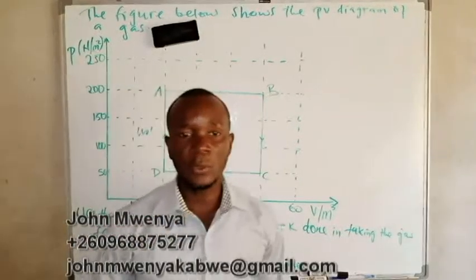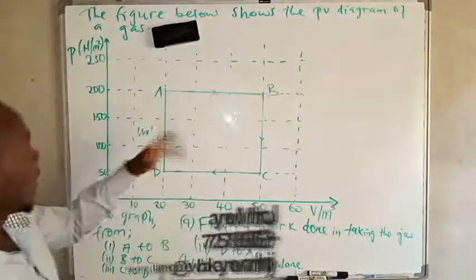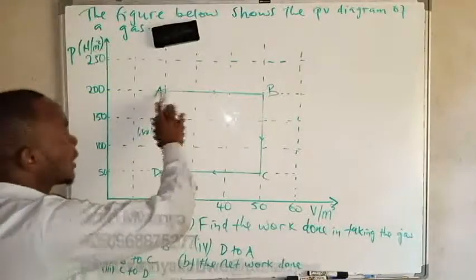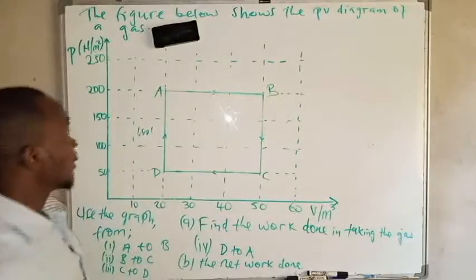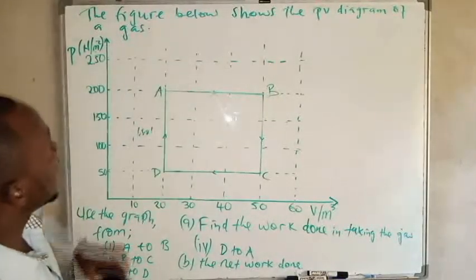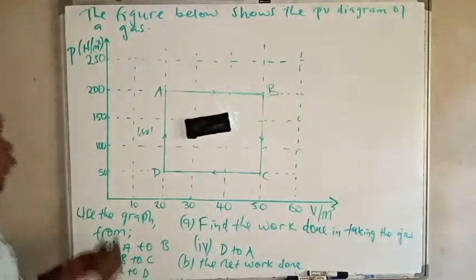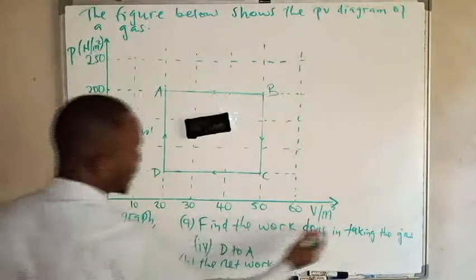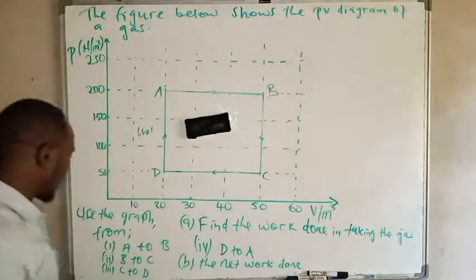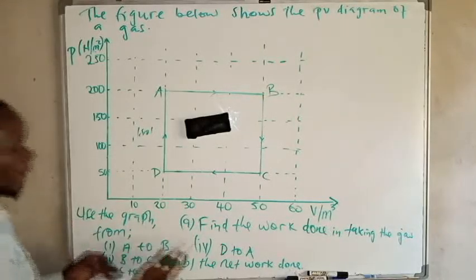Welcome. In this video, we are going to find the work done in taking the gas from point A to B, point B to C, C to D, and D to A. The question says the figure below shows the PV diagram of a gas, of which we have been given this axis for pressure and this axis for volume.